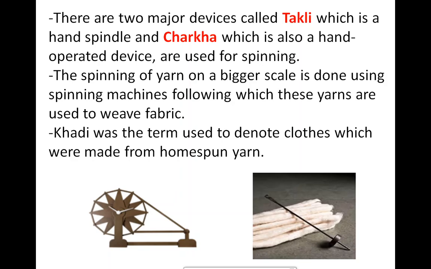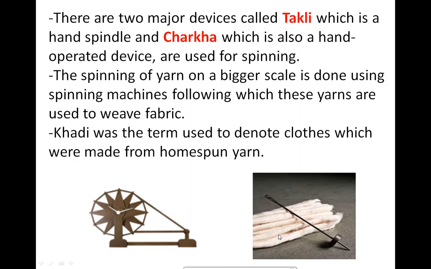The spinning of yarn on a bigger scale is done using spinning machines, following which these yarns are used to weave fabric. So these are some traditional methods to do spinning, but in modern technology we can use the spinning machine also. And with the help of that we make the yarn for the production of fabric.